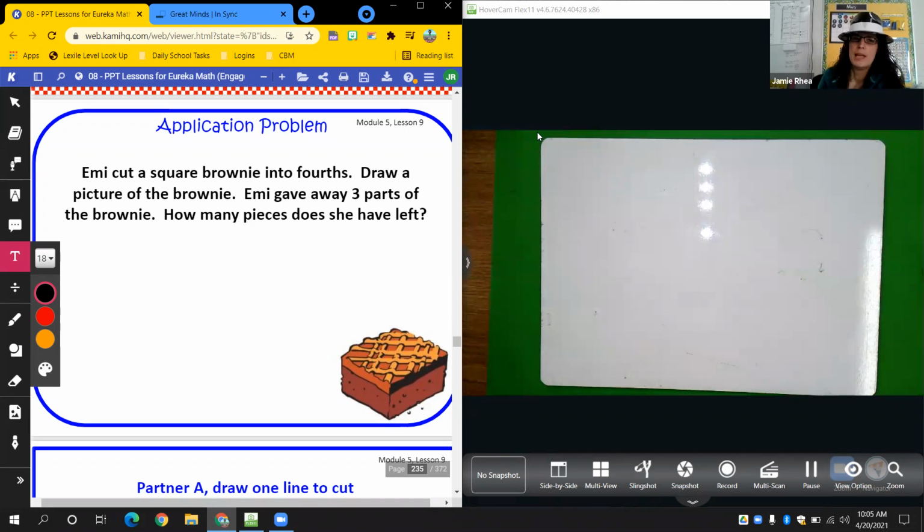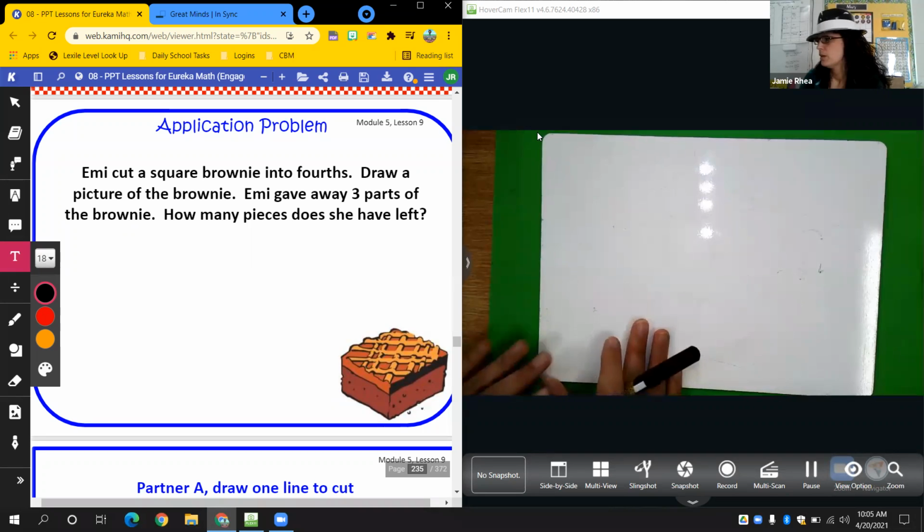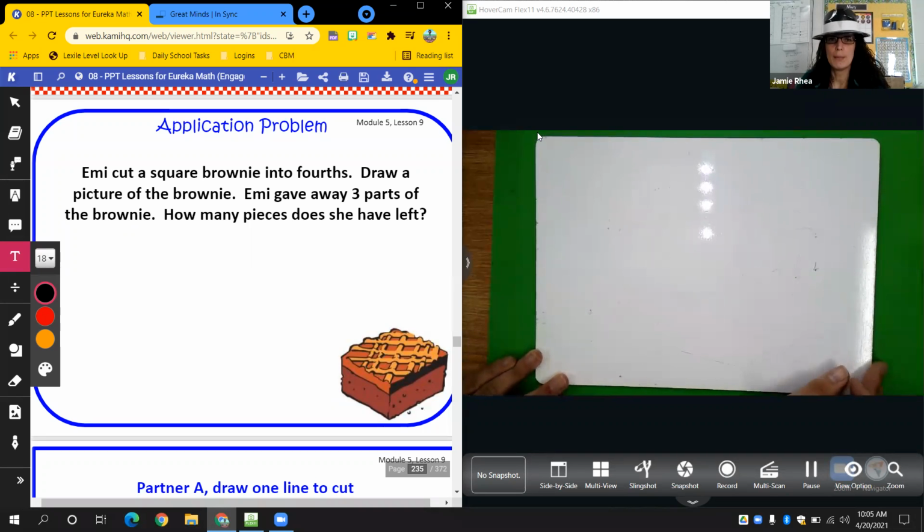Here we go. Emmy cut a square brownie into fourths. Draw a picture of the brownie. Emmy gave away 3 parts of the brownie. How many pieces does she have left? Okay, so we've read through that. It's a lot of information, but let's go line by line and see if we can figure it out. Emmy cut a square brownie into fourths.